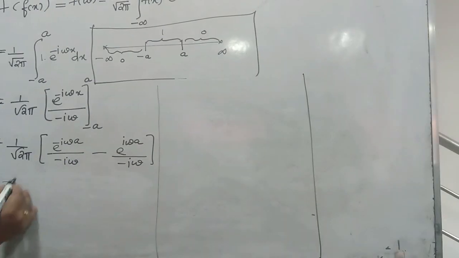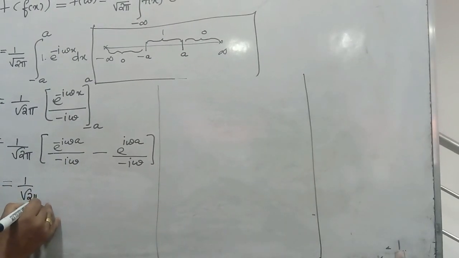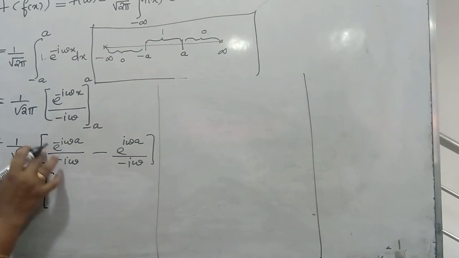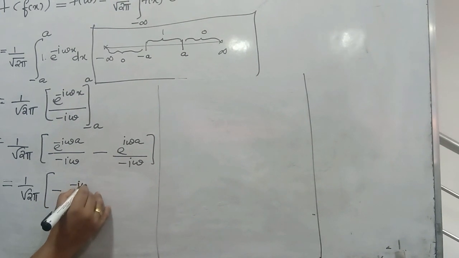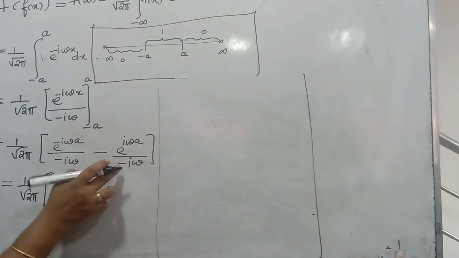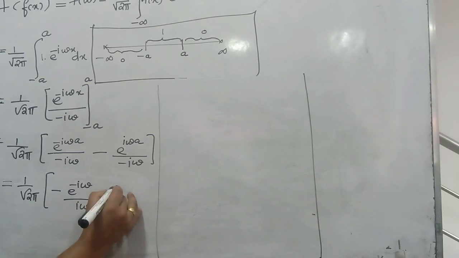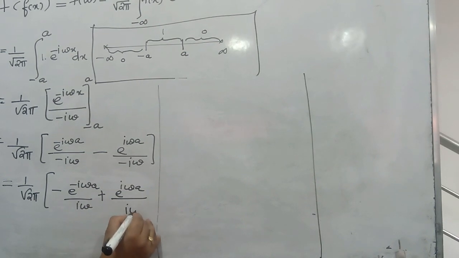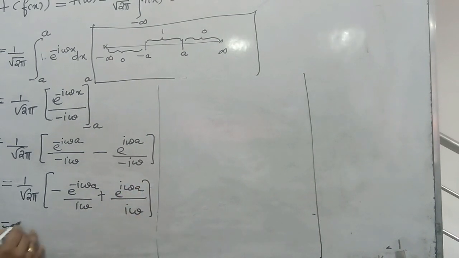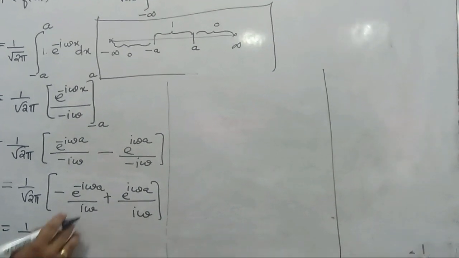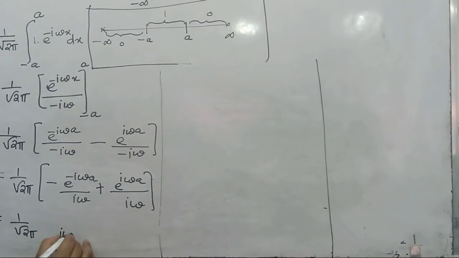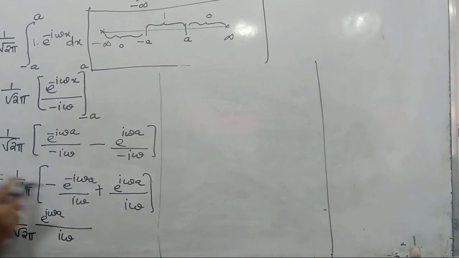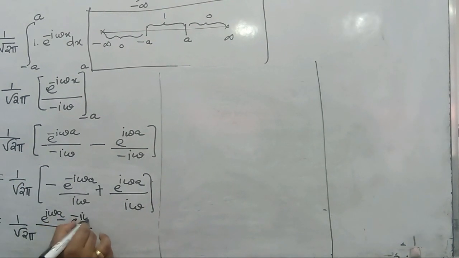Okay, next 1 by root 2 pi, then e raised to minus i omega, the denominator, so this term becomes minus e raised to minus i omega a by i omega, and minus into minus plus e raised to i omega a by i omega. Okay, then 1 by root 2 pi, take the denominator i omega and combine the numerator, we get first the positive term e raised to i omega a minus e raised to minus i omega a.